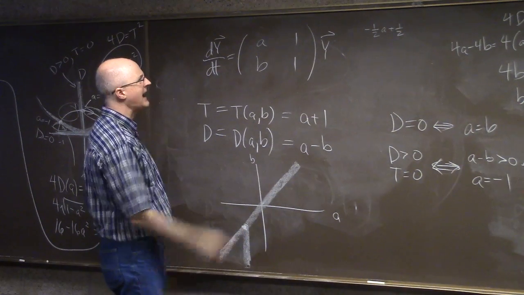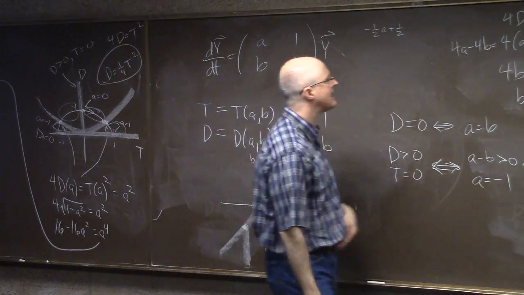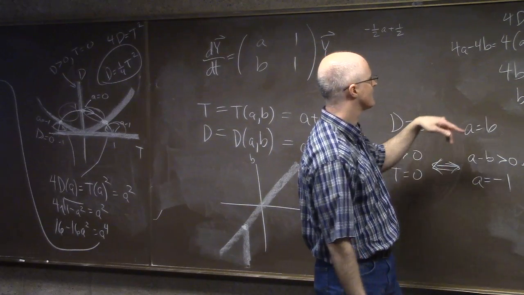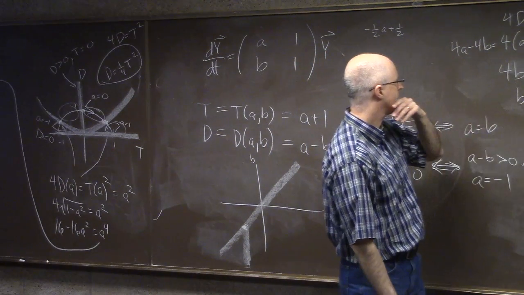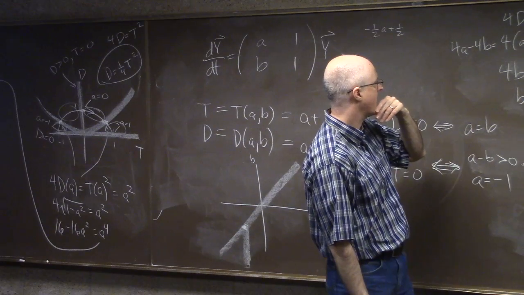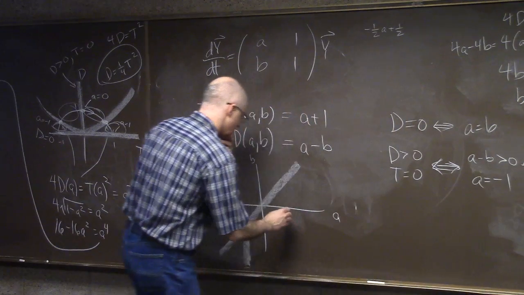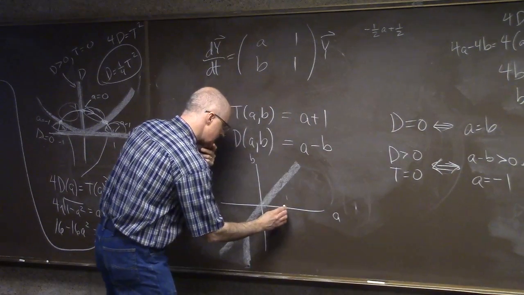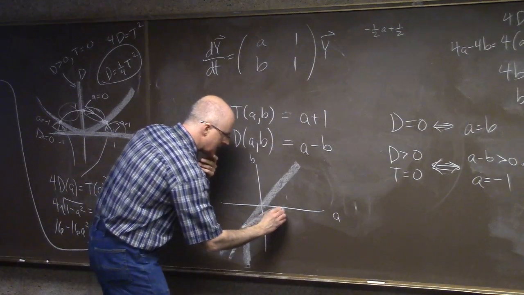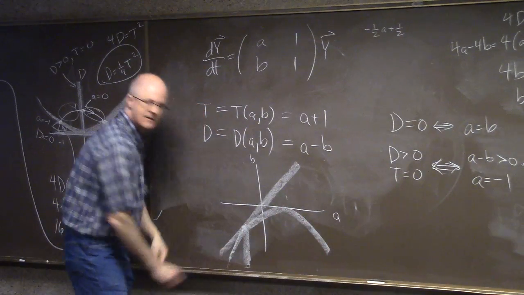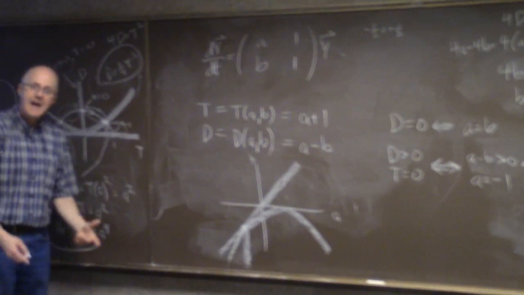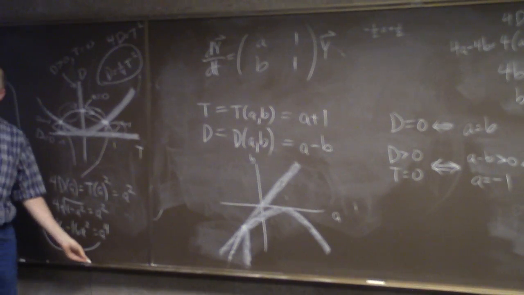Does it go above the A-axis? Plug in A equals 1 there. Looks like it just touches the A-axis when A is 1. So it looks something like that. Now, we're not done, but I'm not going to go any more.